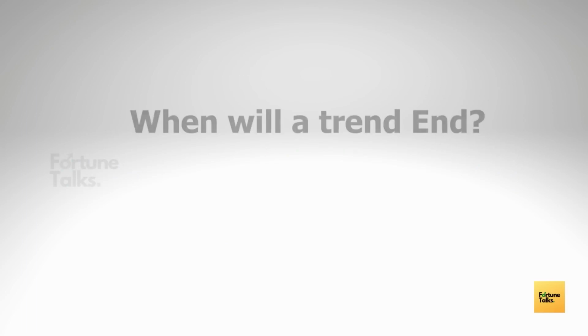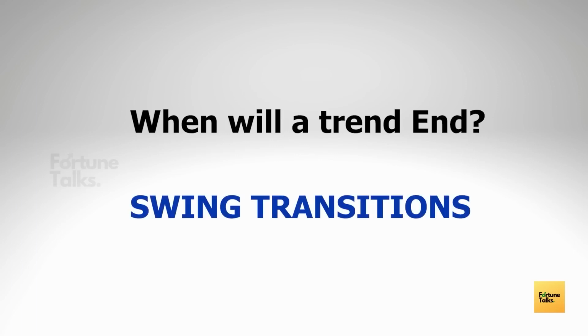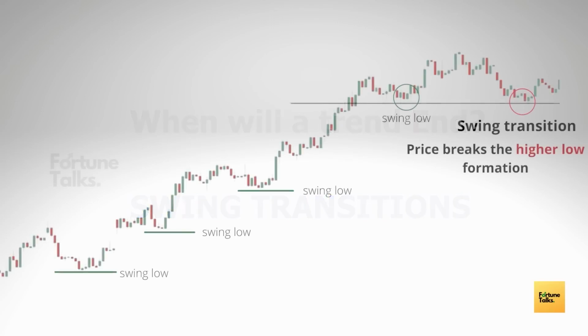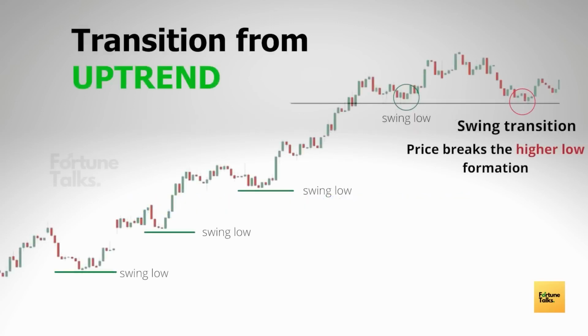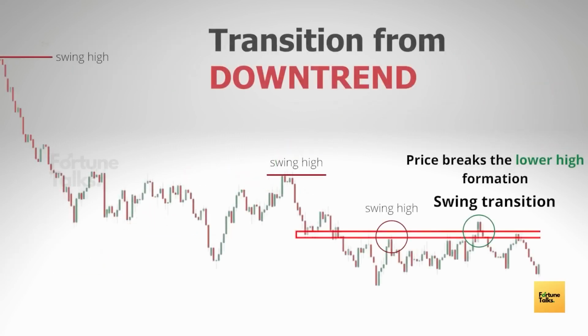As we move on, it is very important to understand when a trend will end and when the consolidation will start. This can be identified by the use of swing transition. During an uptrend, whenever the price breaks the higher low for the first time, it is an indication that there is a transition in the uptrend. Similarly, when the price breaks the lower highs in a downtrend, it indicates a transition from downtrend to a sideways trend or even an uptrend.